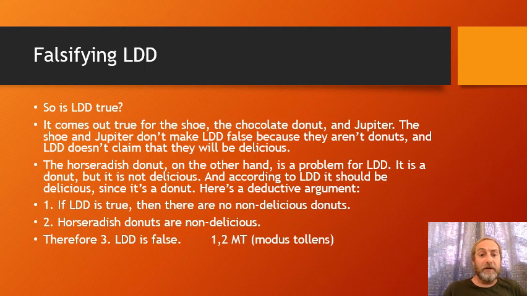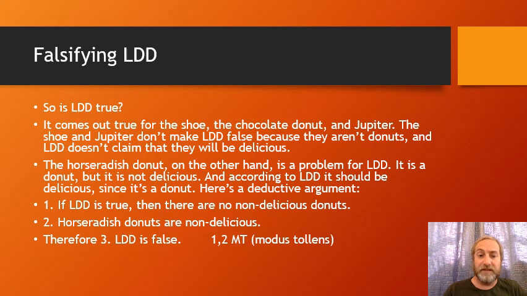So is the law of donut delectability true? Well, it comes out true for the shoe because it's not a donut, right? So it basically doesn't make any predictions about it. Comes out true for the chocolate donut, comes out true for Jupiter. So they don't falsify it, right? So thus far, the law of donut delectability has been sort of corroborated a little bit, but only with 3 experiments, right? But now we have the horseradish donut, right?